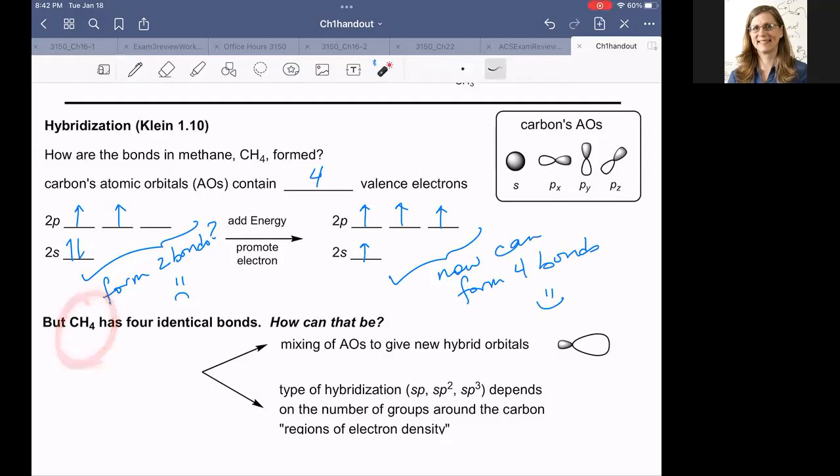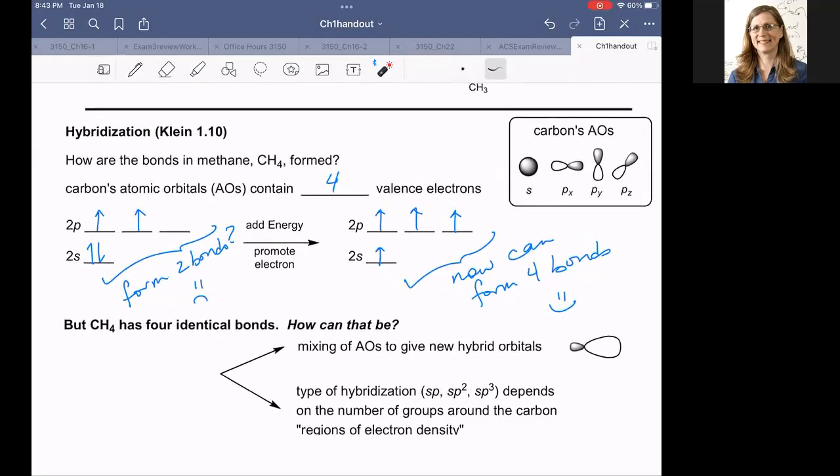Methane is completely symmetrical. All four CH bonds are identical. Now that doesn't make sense. If we imagine bringing in four hydrogens, for example, we would expect one hydrogen s orbital to bond with the carbon s orbital, and then the three other hydrogens to bond to the px, the py, and the pz. There's no way we'd have four identical bonds. So what's going on here? How is it that we can get these four bonds that are identical?